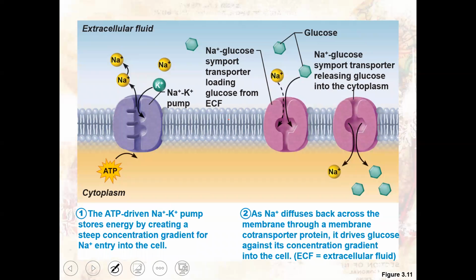Here is our sodium glucose symport. We pumped all that sodium out. It really wants to come back in, and we'll let it back in with a glucose. So as that sodium comes back in through the membrane protein, it pulls glucose with it. Glucose doesn't particularly want to go in, but it gets dragged along for the ride with sodium. So this is secondary active transport. Notice there's no ATP being used here. That ATP was used here. So it still requires energy, just not directly.